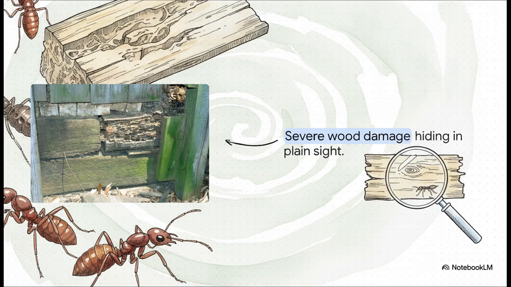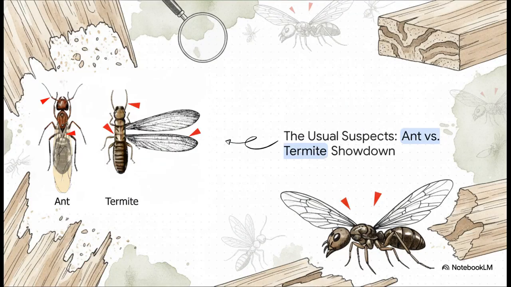To solve this case, we've got to learn how to identify the culprits. And that brings us to our usual suspects. We've got the ant on one side and the termite on the other. People confuse these two all the time, especially when they suddenly swarm out of a baseboard, which is terrifying. But forensics tells a completely different story.